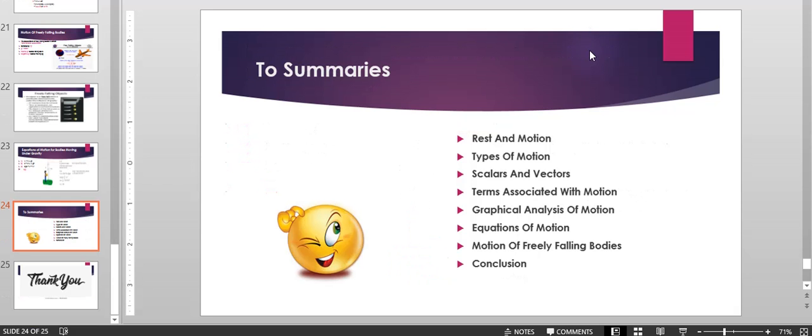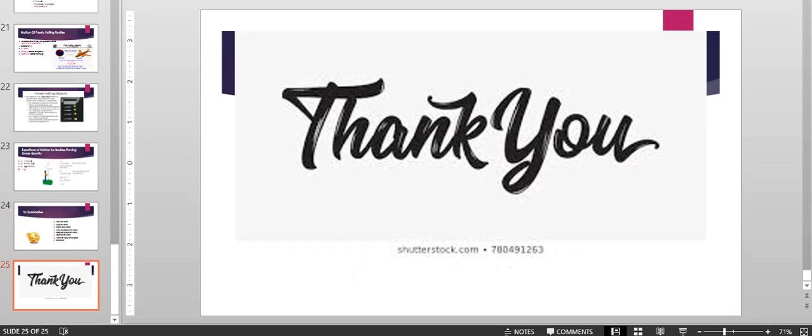So students, let's sum up today's lecture. We have discussed the rest and motion, types of motion, scalars and vectors, terms associated with motion, graphical analysis of motion, equations of motion, motion of freely falling bodies, and in the end, the conclusion which we are doing. I hope this chapter is pretty much clear to you.